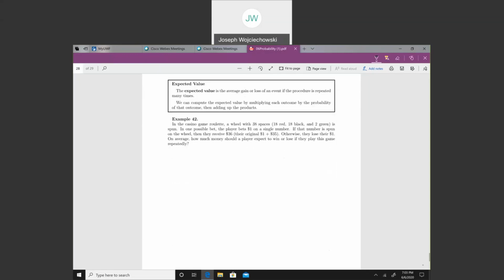So, in the casino game roulette, a wheel with 38 spaces, 18 red, 18 black, and 2 green, is spun. In one possible bet, the player bets $1 on a single number. If that number is spun on the wheel, then they receive $36, so their original dollar plus 35. Otherwise, they lose their dollar. On average, how much money should a player expect to win or lose if they play this game?